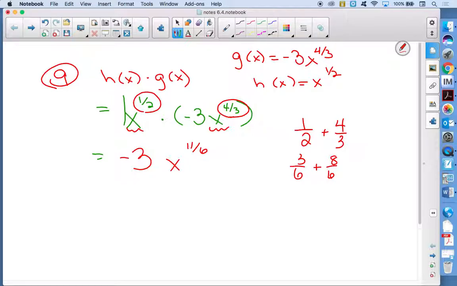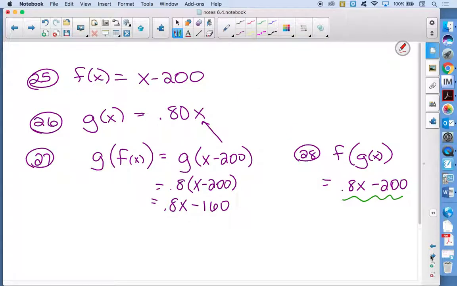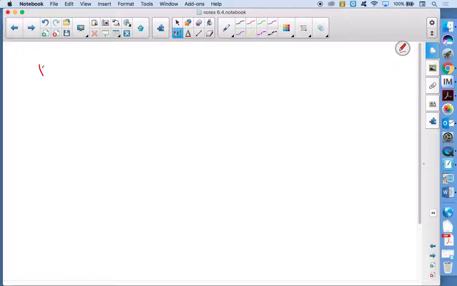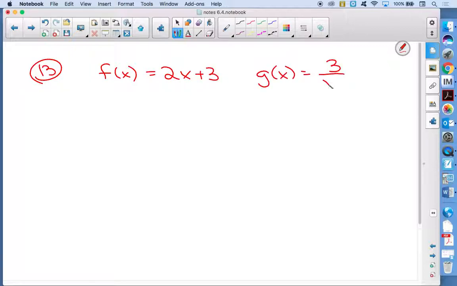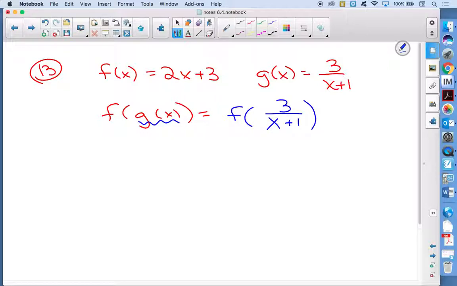Alright, so number 13 dealt with a different group of functions. Number 13 says take f of g of x. That was 2x plus 3 for the f function, and the g function is 3 over x plus 1. And again, we're using f of g of x. So how do we start one of those problems? Yeah, you go into parentheses. So inside the parentheses is g of x, that's 3 over x plus 1.